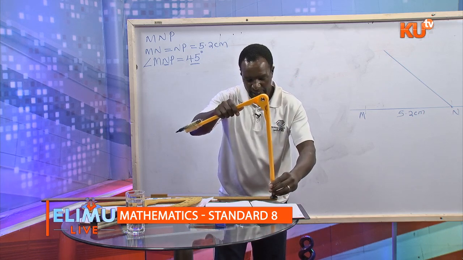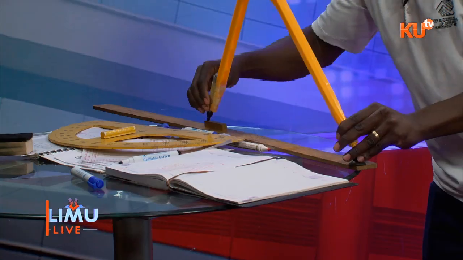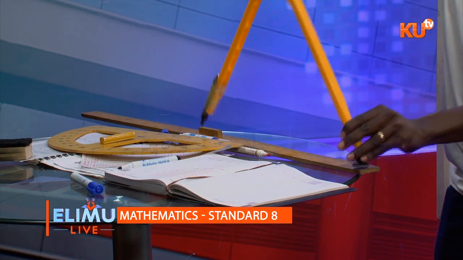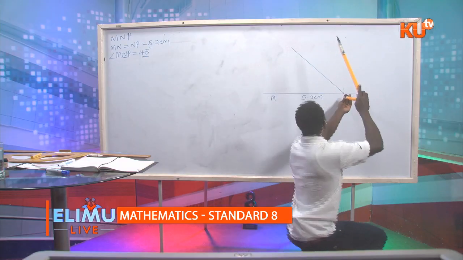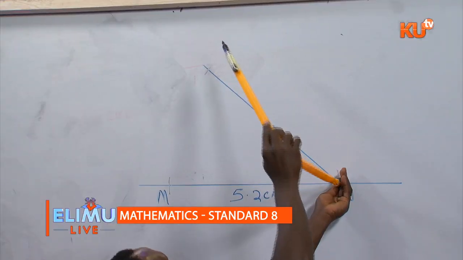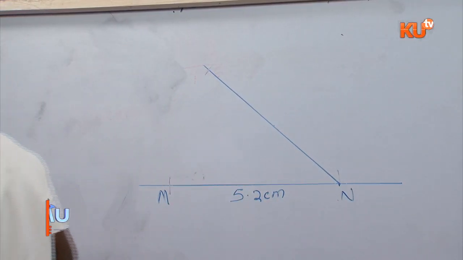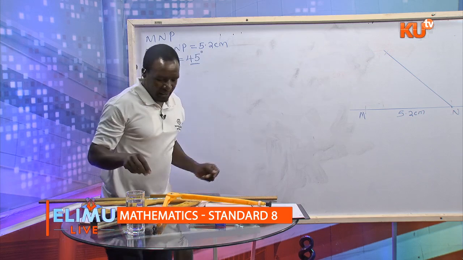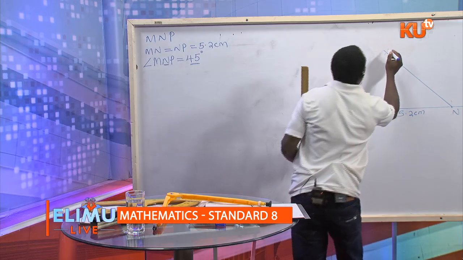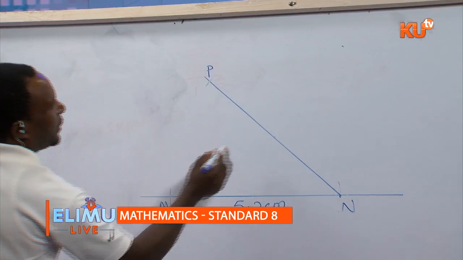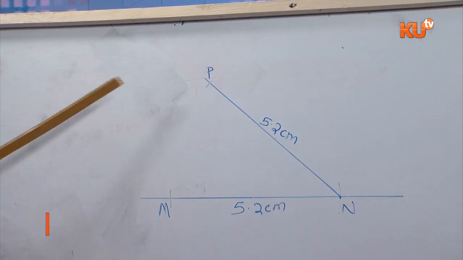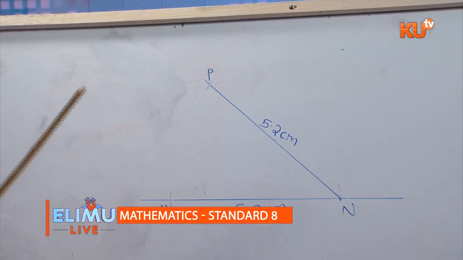Take your compass. Again, measure 5.2 centimeters. There it is. Then come here. Put an arc. Just a small arc. Then put your compass down. Join this part where we call it P, which is also 5.2 centimeters. Join P with M.